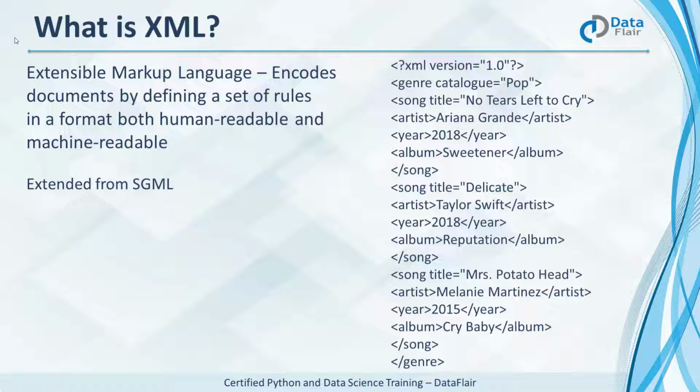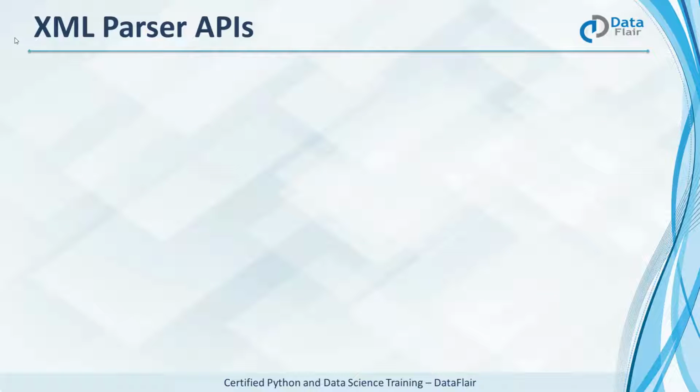This is the XML file we'll be processing today. This holds information about some songs and their artists. In Python, we have two APIs for dealing with XML, SAX and DOM.